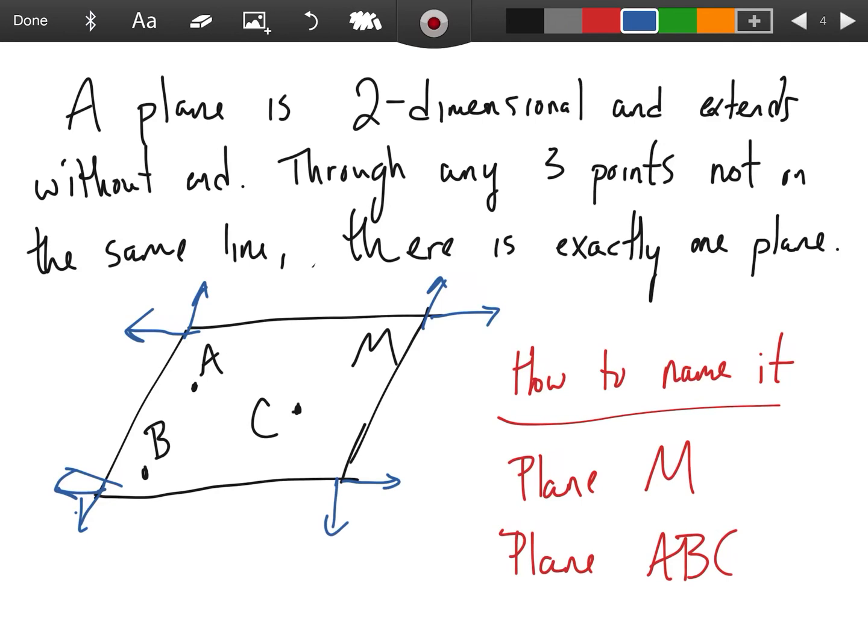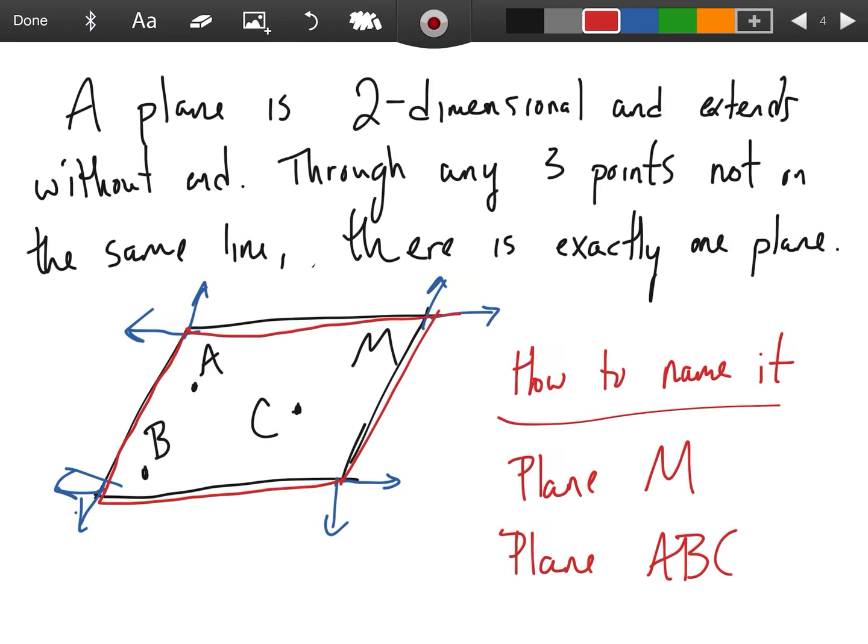All right, so here I have a plane drawn. You don't need to put all of those arrows there. A lot of times it's just going to look like a parallelogram. If you don't know what a parallelogram looks like, well, it's what I drew right here. So a lot of times these are what our planes are going to look like.